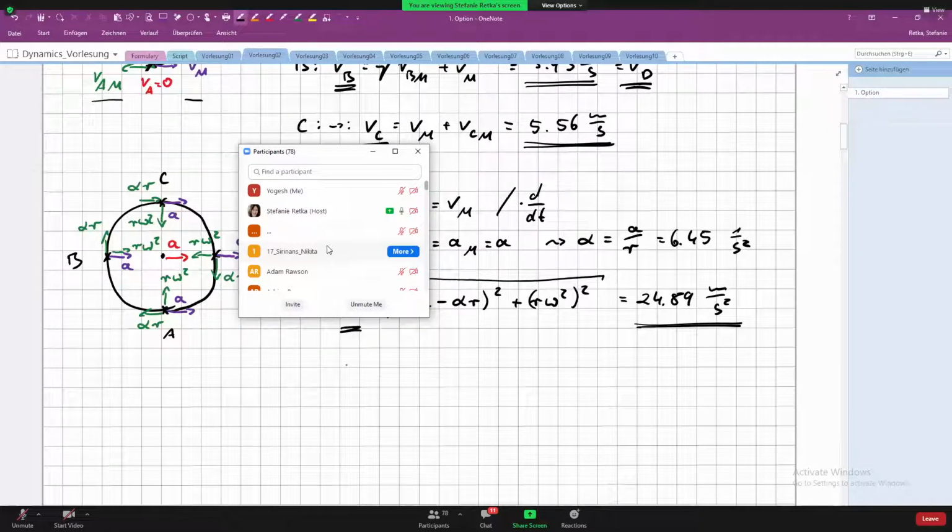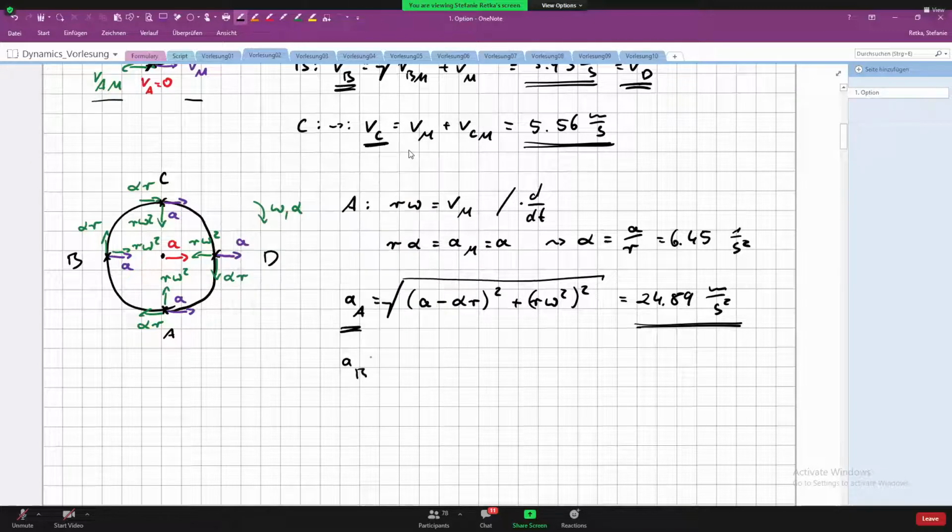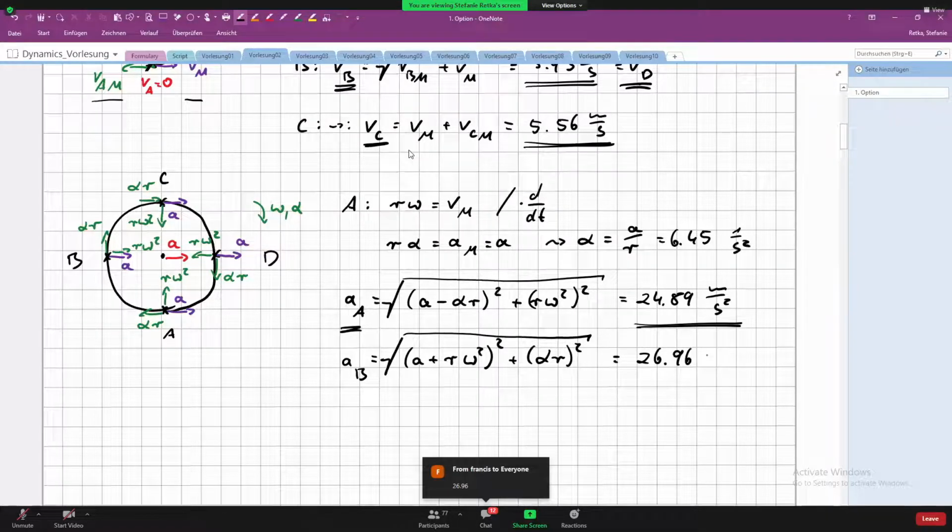Then for point B, we have pointing in the same direction, in horizontal direction, the acceleration itself, plus r omega square, and then perpendicular to that, alpha times r. And that's 26.96 meter per square second.